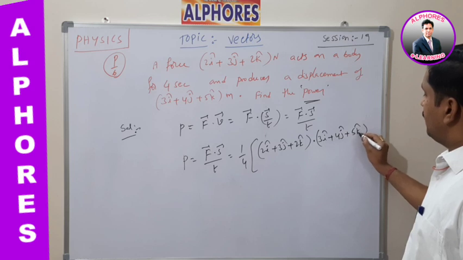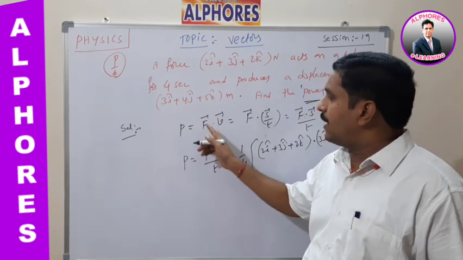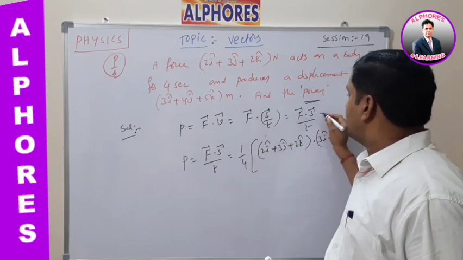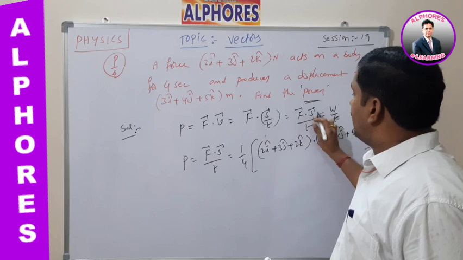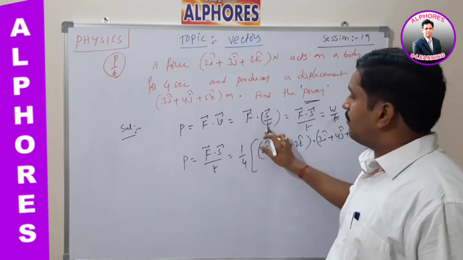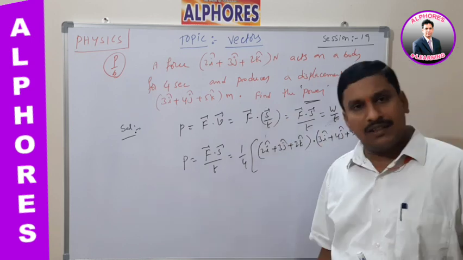By taking the power equation, the actual formula is work done by time. This work done by time we know already is F bar dot S bar by T, which can be written as F bar dot S bar by T, nothing but F bar dot V bar. Okay, so this is the actual formula. I am taking it in the reverse way.